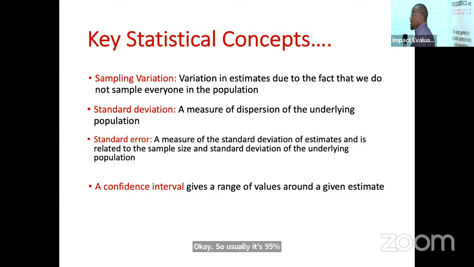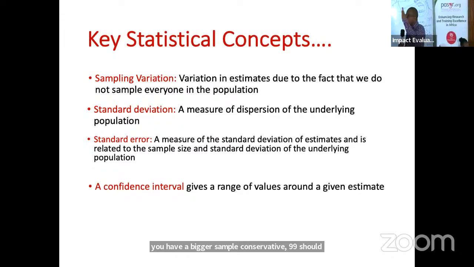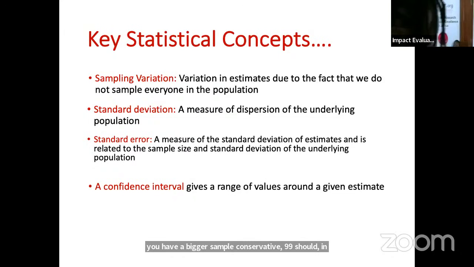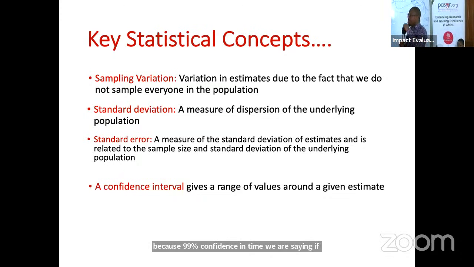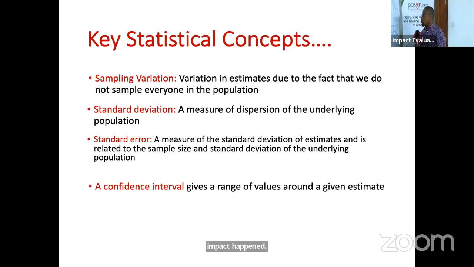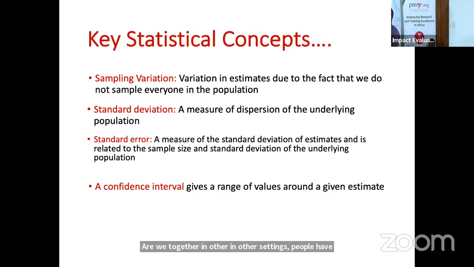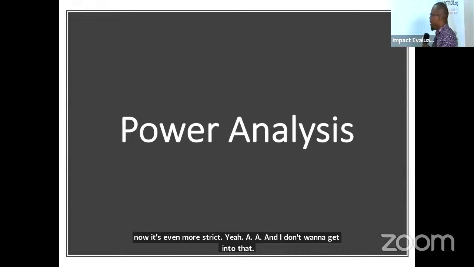Conservative is 99%, which is very restrictive. If you have a bigger sample, a conservative 99% makes the level of precision much more credible, because with a 99% confidence interval, if you're estimating the impact of your intervention and the impact is positive, you have 99% confidence that the impact truly happened. Are we together? In other settings, people have done what we call Bonferroni correction, where it's even more strict. I don't want to get into that, it will confuse you. You don't need to. Let's come now to the real deal, power.